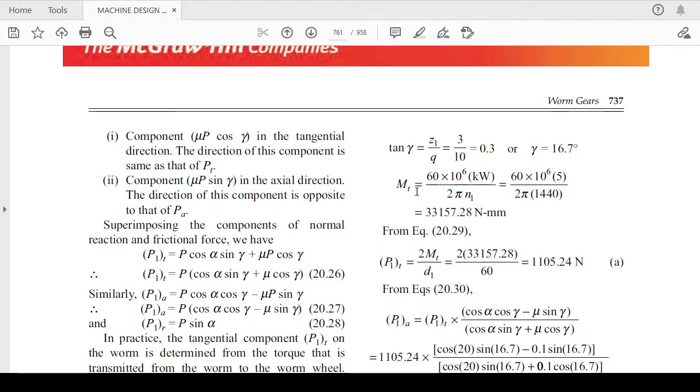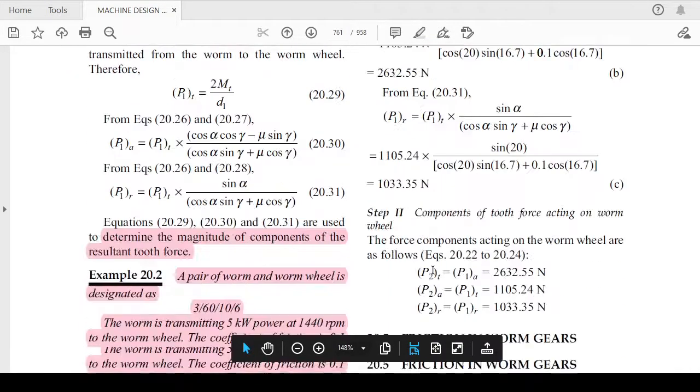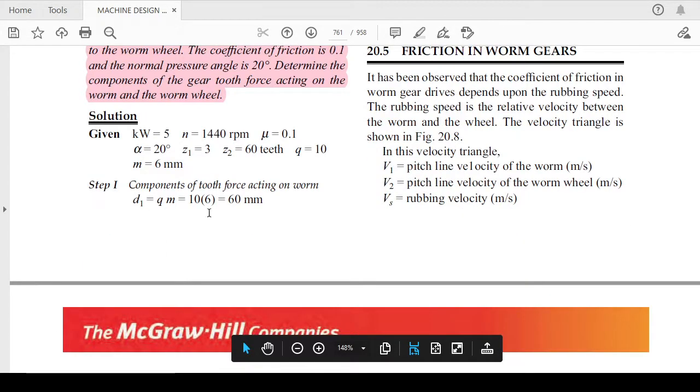Now you have to calculate the value of torque, with the help of P equals 2 pi N T by 60, that is the formula of the power. With the help of that you can calculate the value of torque. If you are ready with the torque, then you can calculate the value of tangential load, which is 2 Mt by d1. D1 you have already evaluated here, as you can see.